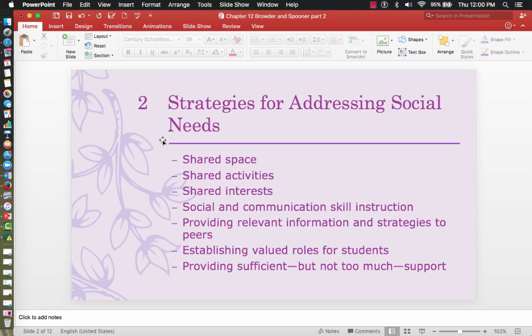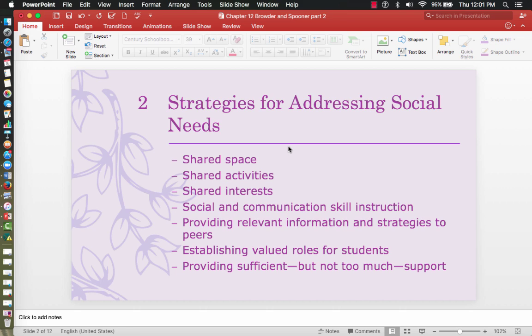But what we're talking about right now are some strategies for addressing social needs. Okay, so some strategies for addressing some different types of social needs that they have.